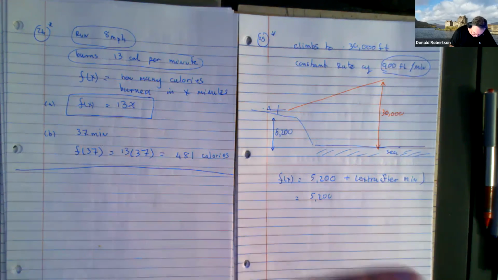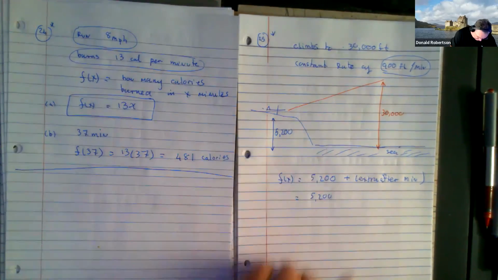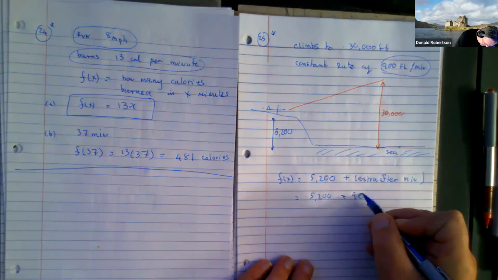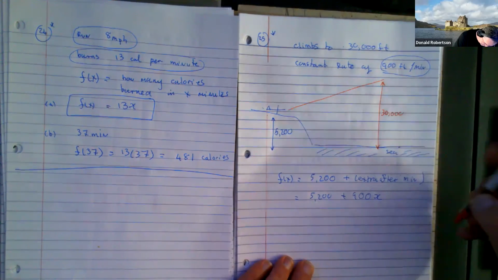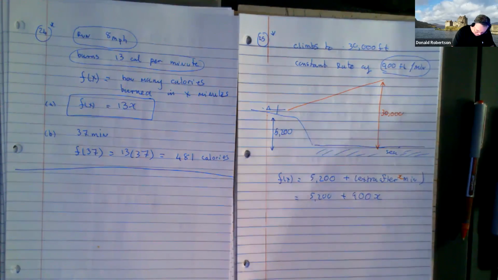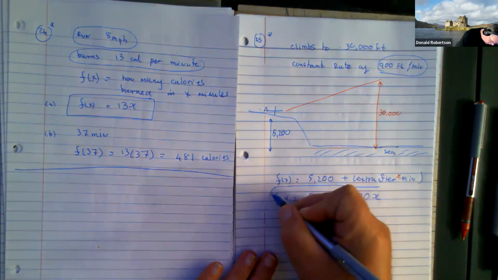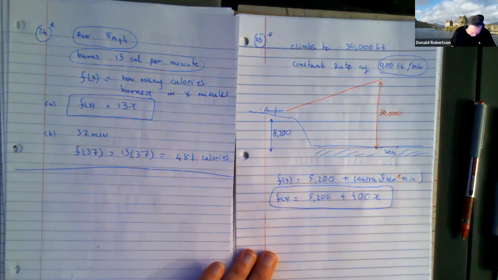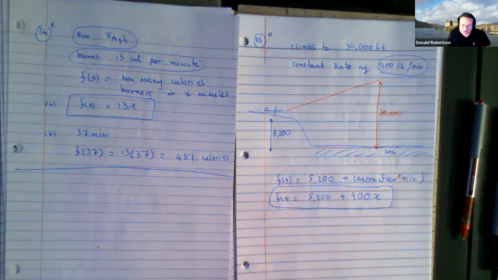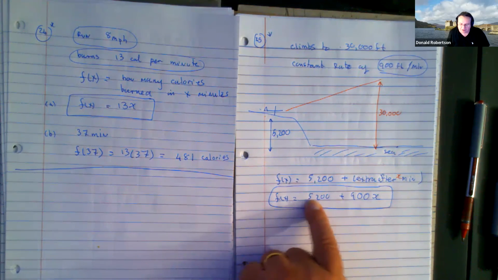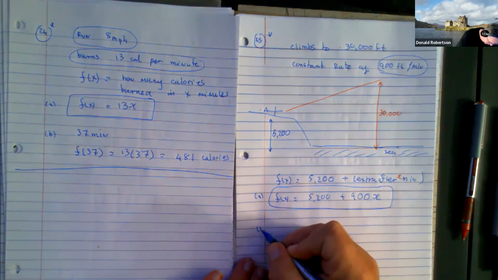After 1 minute, he's climbed 900 feet from the start. 1,800, 2,700. So after X minutes, he's here. There's the equation. If you want to know how high that aircraft is after 10 minutes, you just plug 10 in here and do the calculation. If you want to, after 3 minutes, plug 3 in here for X and do the calculation. And that's part A.